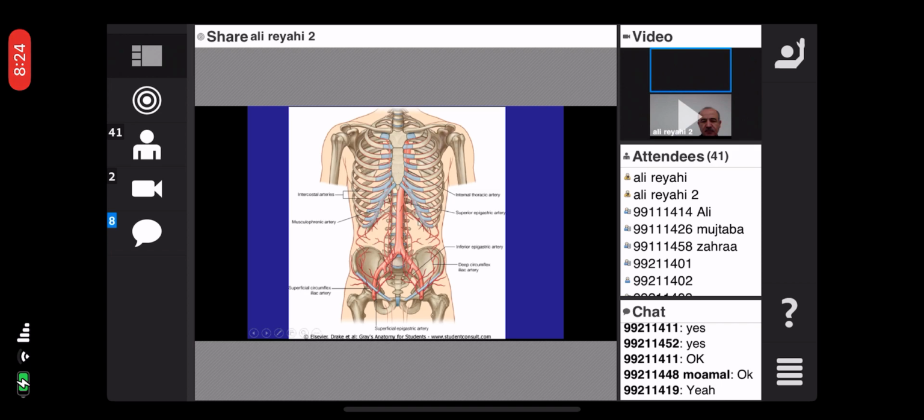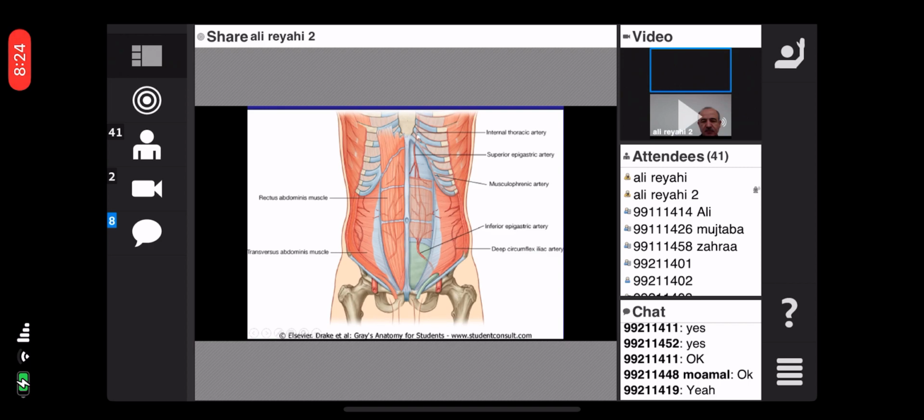And you can see here some subcostal arteries, for example, and some lumbar arteries from the abdominal aorta that supply the posterior and lateral wall of the abdomen. In this picture, you can see again the superior epigastric, inferior epigastric, deep circumflex iliac artery, and some arteries from the lateral wall, like the subcostal and lumbar arteries, for example.